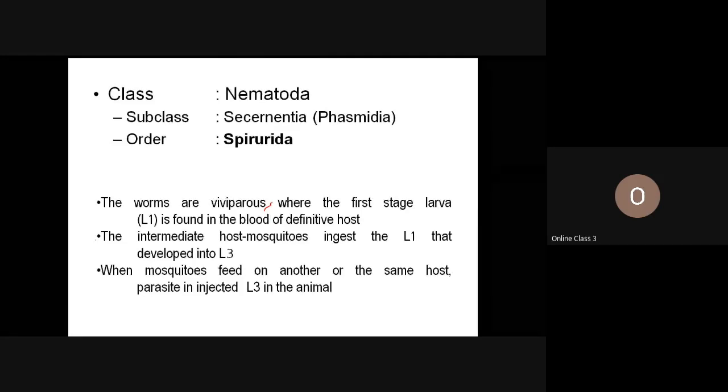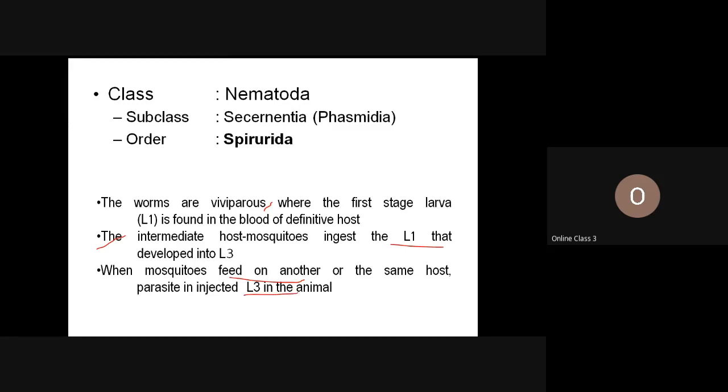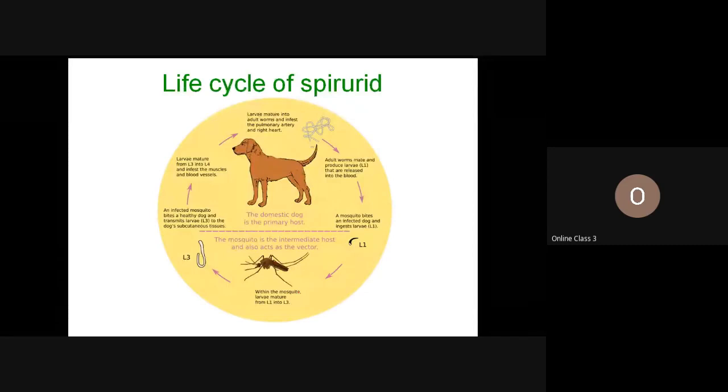Usually they have a heterogeneous life cycle. That means they have an intermediate host, an indirect life cycle. The L1, which is freely swimming, is ingested by the intermediate host, mosquitoes. When the mosquito feeds on another host or the same host, inside the mosquito it develops into L1, L2, L3, and it injects into a new host or the same host. So this is the life cycle of a spirurid.